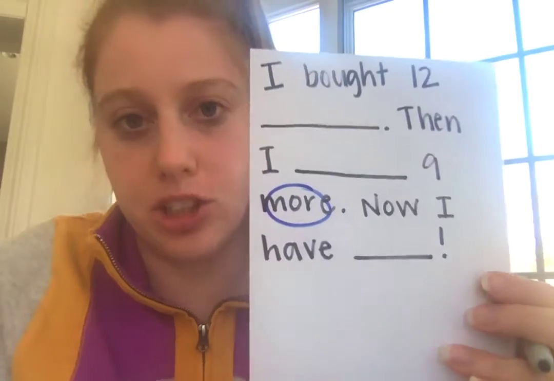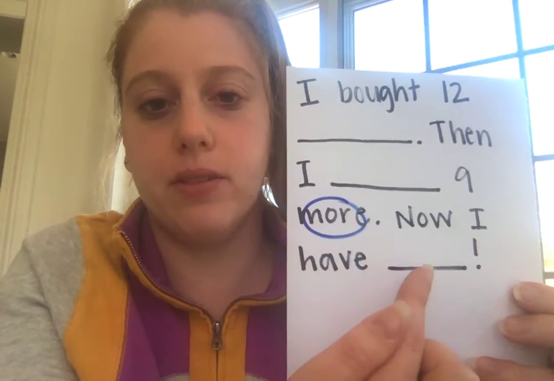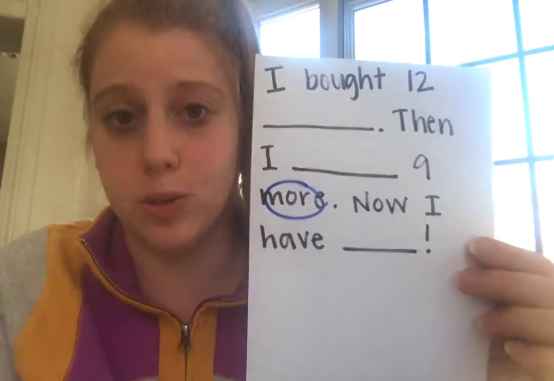I bought 12 blank. Then I blank 9 more. Now I have blank. All right, so we're going to figure out what operation we're going to use. I see "more," which is that clue word that tells us that we are doing addition. So I bought 12 blank, then I blank 9 more. Now I have blank. All right, so now we know we're doing addition. Now we're going to fill in those blanks.